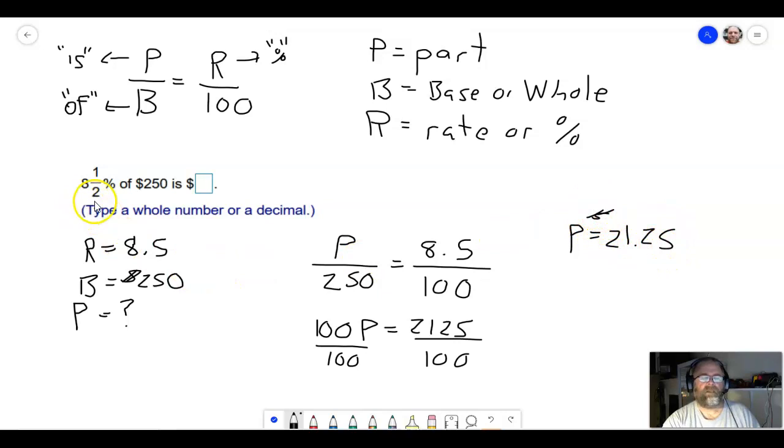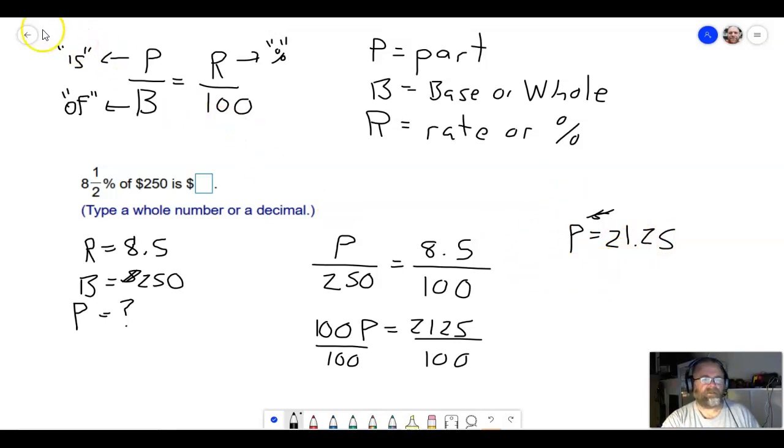So 8.5% of $250 is 21.25. And think about it, 8.5% is about what the sales tax is on something. And if you were to buy something that was $250, would you expect the sales tax to be around $21.25? Sure, that value definitely makes sense there.